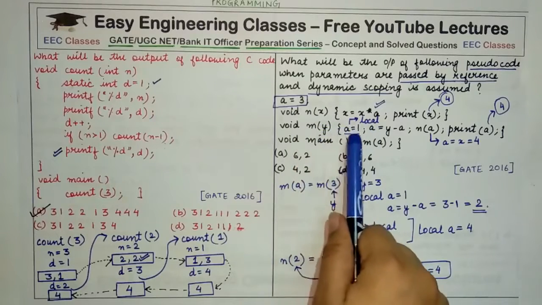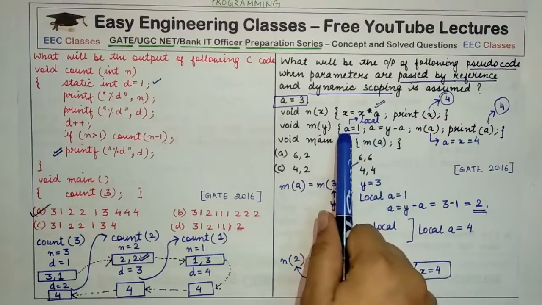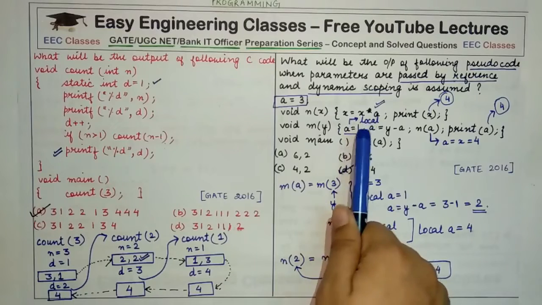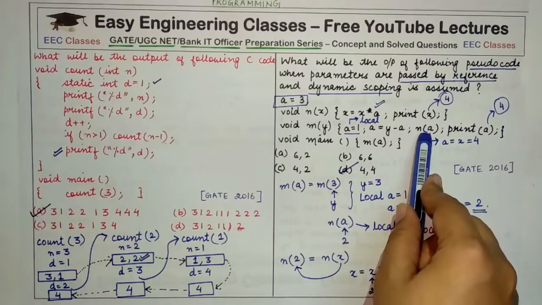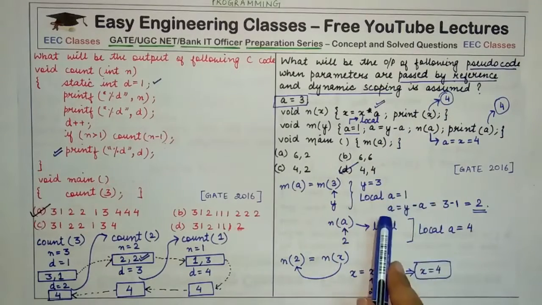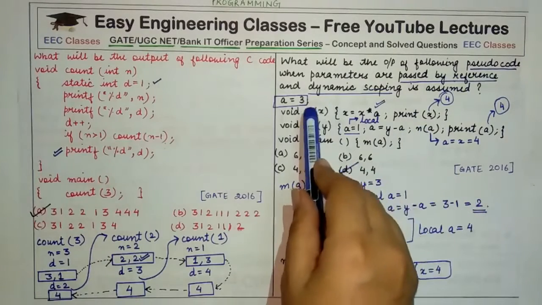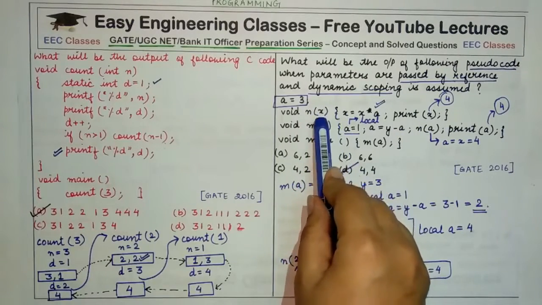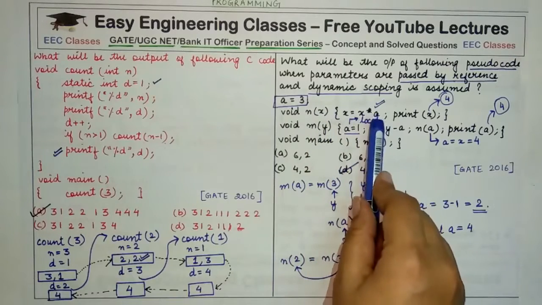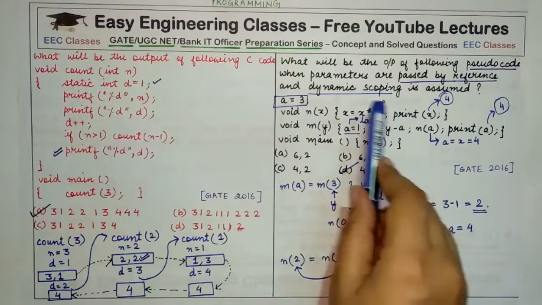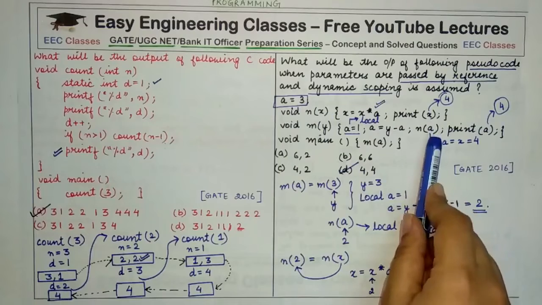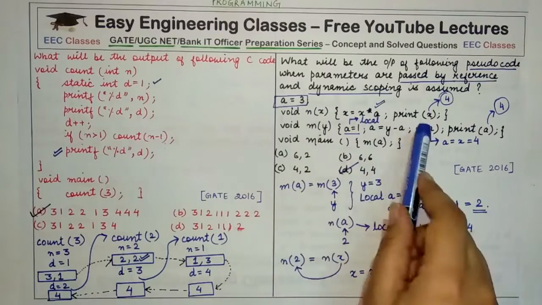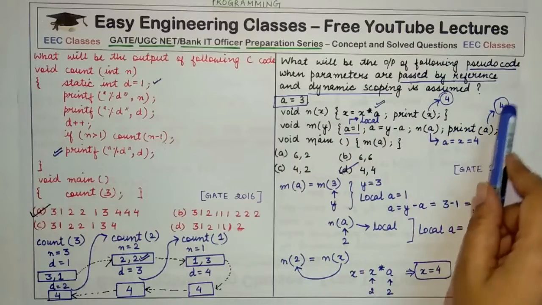Now, since function m contains the definition of another variable with the same name as a, this a is the local variable of m. In this case, we modify a and pass it to the function n. We modify a to the new value of 2 and n is passed the same value of 2. X gets the value 2 here and we modify the value of x as 4. Since x is modified, this change would be reflected back in this m function because the parameters were passed by reference and the changed value is printed.